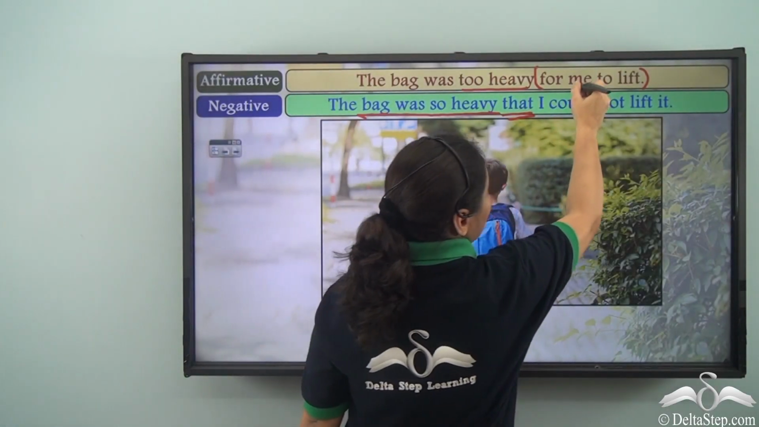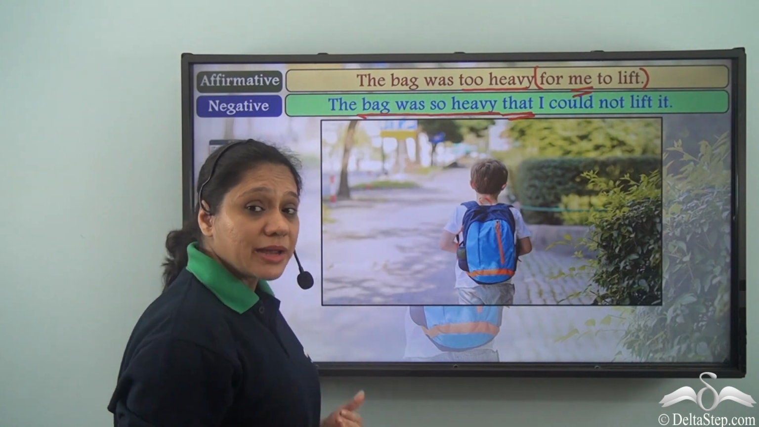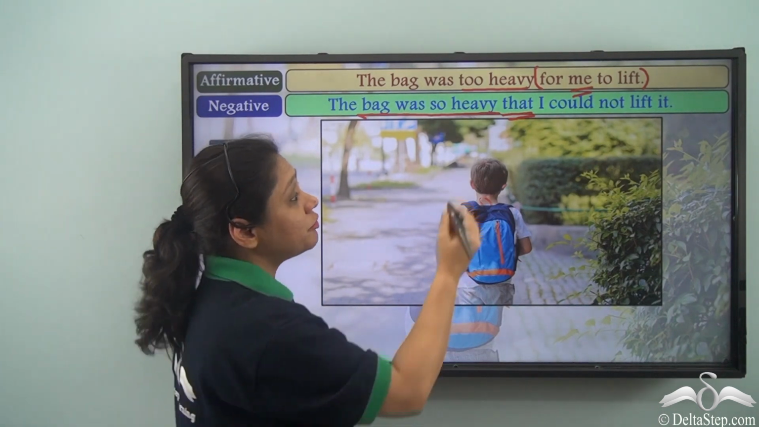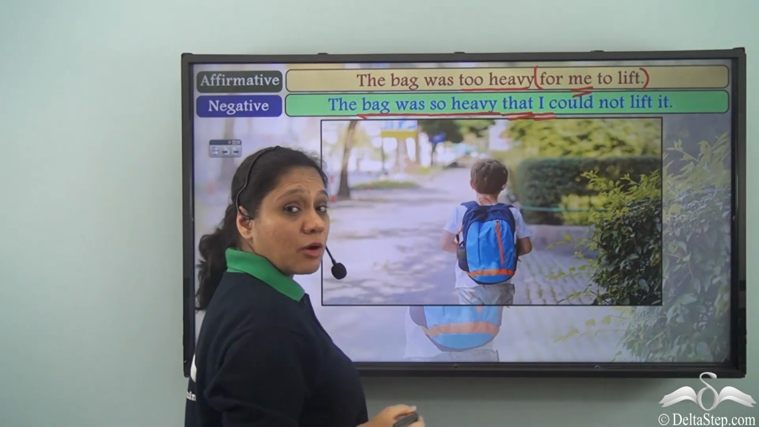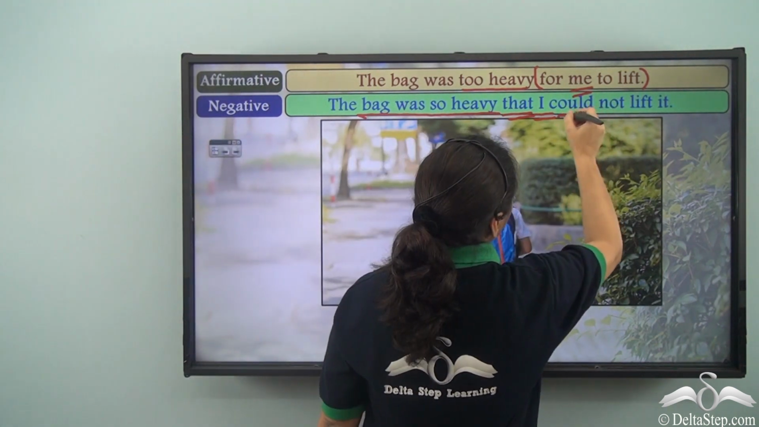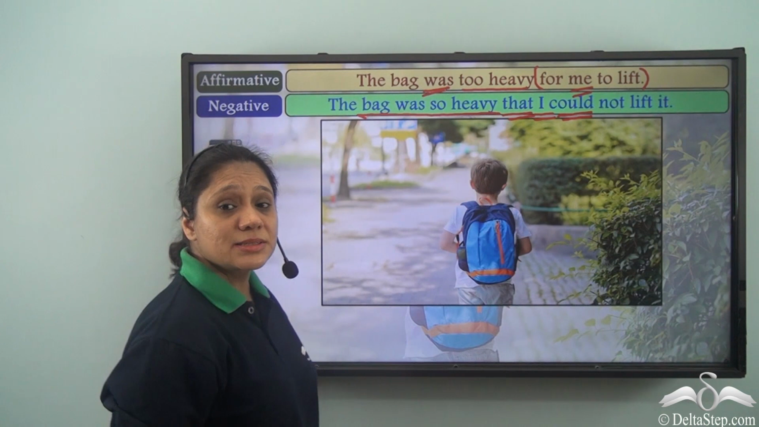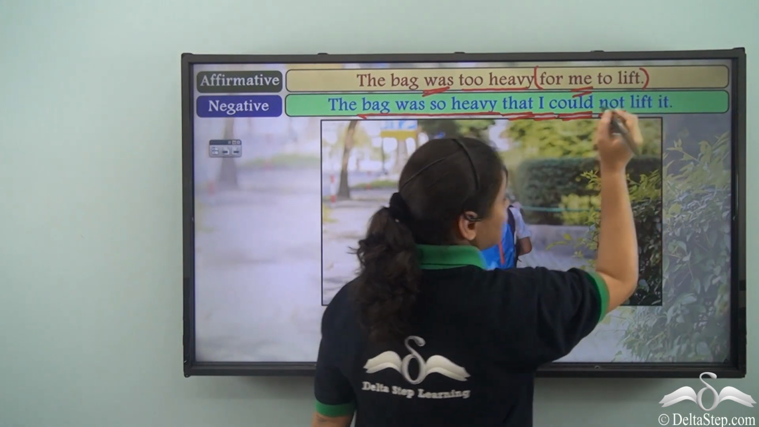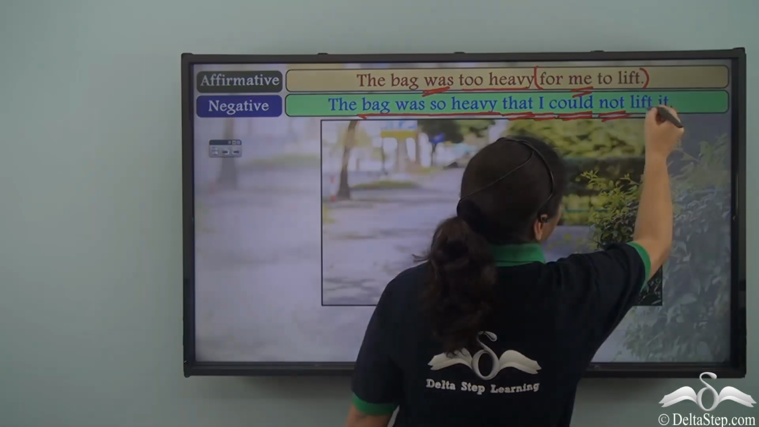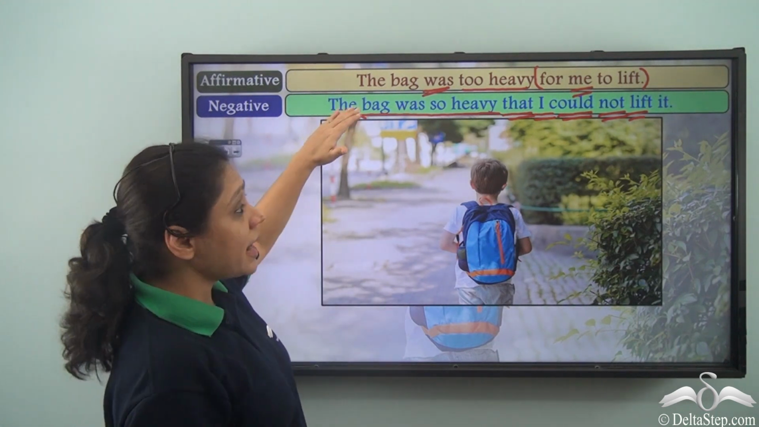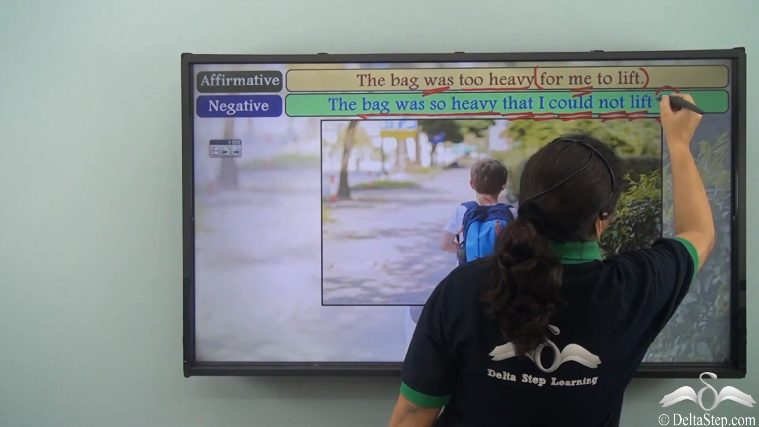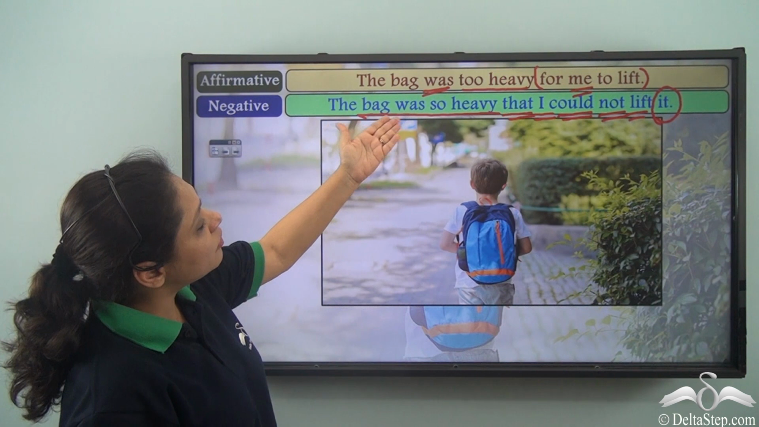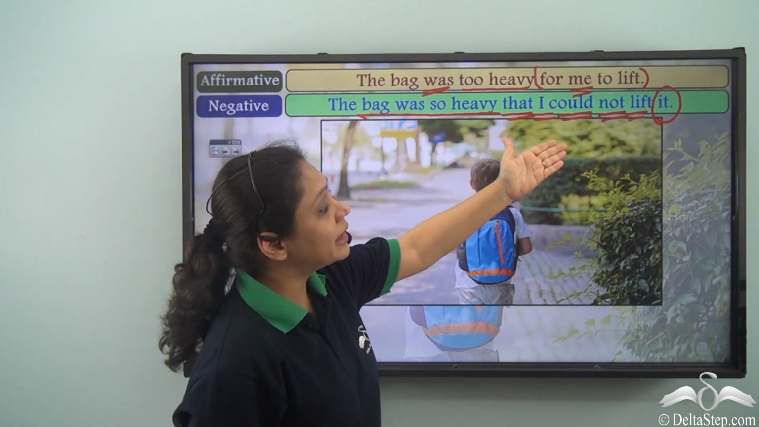So, here, even though me is in the object position, when we write a negative sentence, we have to bring it to a subject position, and the subject pronoun of me is I. So, we write the subject pronoun I. Then could, because our verb in the original sentence is in the past tense. So, we add could. Then not, which makes our sentence the negative sentence, and then lift. Now, what am I going to lift? The bag. So, I have added it to make the meaning of the sentence clear. So, we have a negative sentence. The bag was so heavy that I could not lift it.